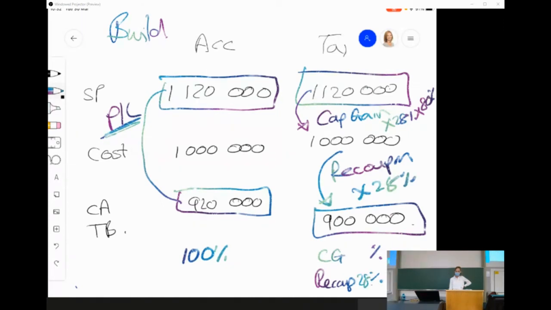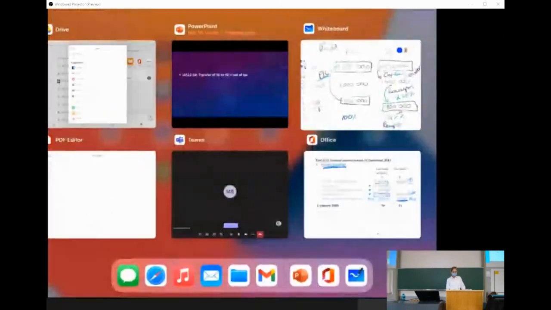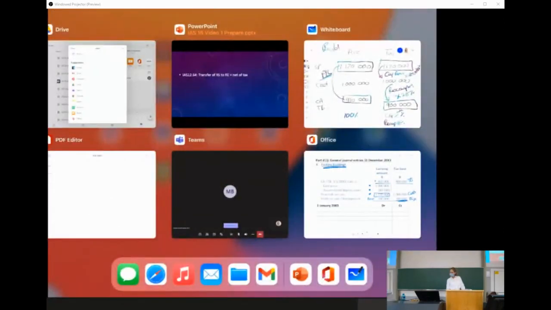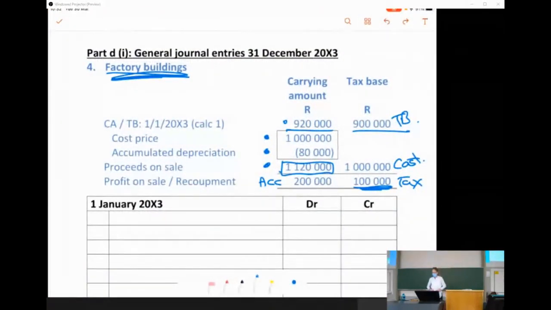Okay, this is 28%. I can't remember what 28 times 80 is. 22.4, I think. I'm going to just write it very ugly so that you can't see what it is. Good. We got that. Cool. Okay, so that's for the factory building then.